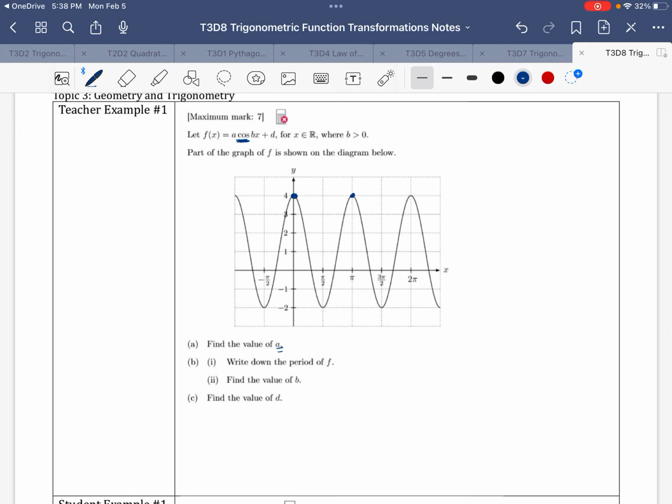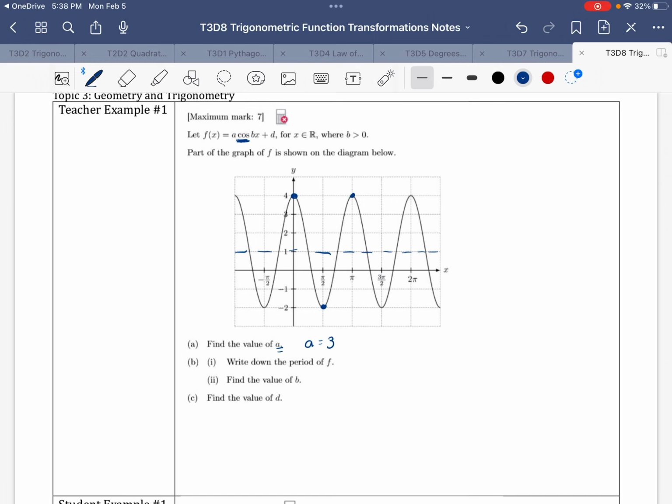It asks first for the value of A, which is our amplitude, right? So in order to determine our amplitude, we need to start by finding the midpoint. So 4 is our highest point, and then -2 is our lowest point, which means our middle is at 1. Now, our amplitude is a distance from the midline to the highest or lowest point, which is 3. So that means our A value is 3.